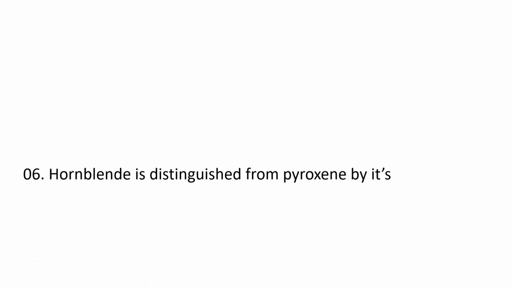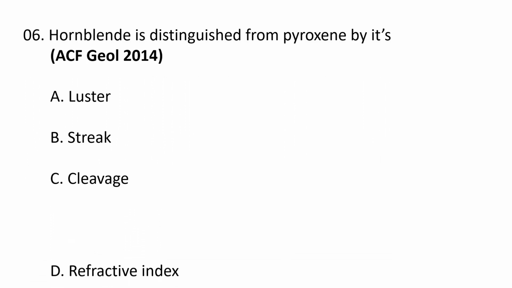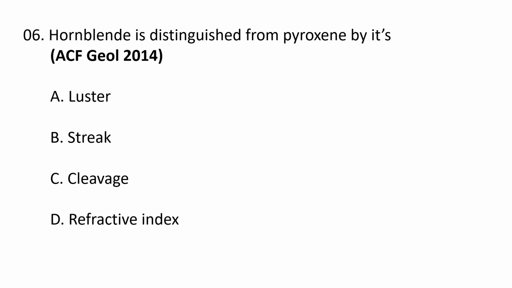Next question. Hornblende is distinguished from pyroxene by its A. Luster, B. Streak, C. Cleavage and D. Refractive index. This is a very simple question. How are the pyroxenes differentiated from amphiboles? Hornblende is an amphibole and it is distinguished from pyroxene by its cleavage. In pyroxenes the cleavage angles intersect at 87 and 93 degrees, whereas in amphiboles the cleavage angles intersect at 56 and 124 degrees. So hornblende belongs to amphibole and it is distinguished from pyroxene by its cleavage. So C is the correct option.